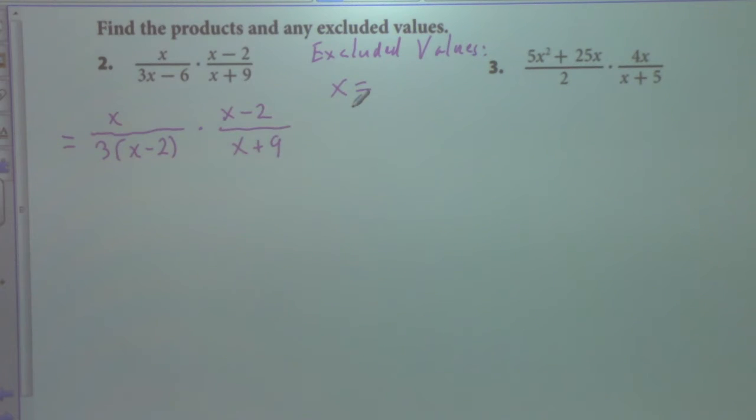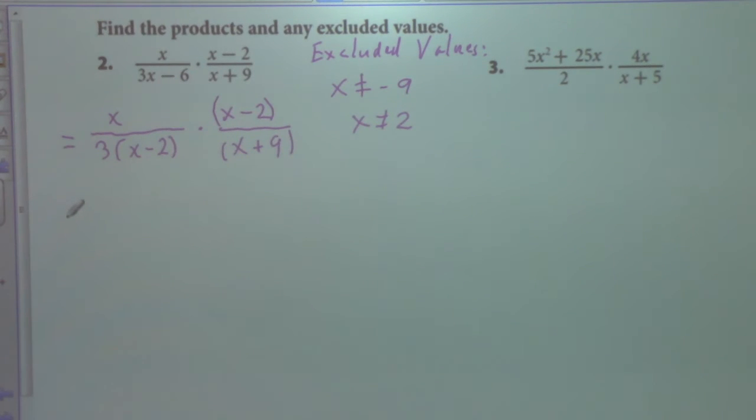So what can x not equal? X cannot equal -9, nor can x equal 2. These are our excluded values for this expression. Now we're at step 2. Wrap in parentheses. What do you want to wrap? X minus 2 and x plus 9.